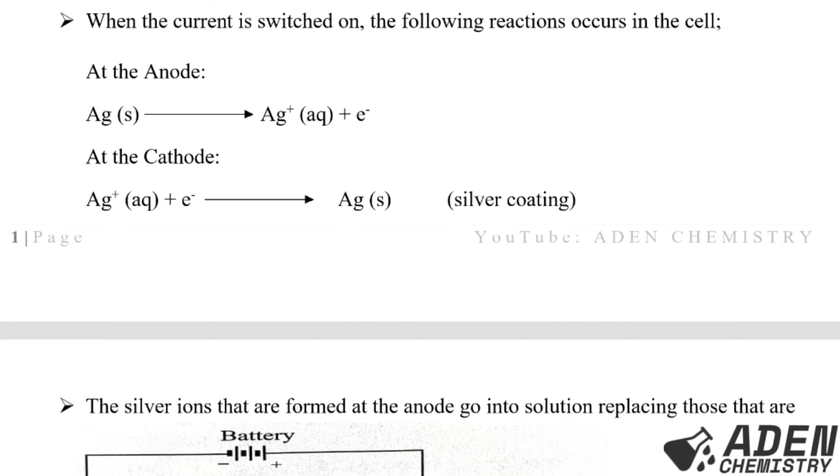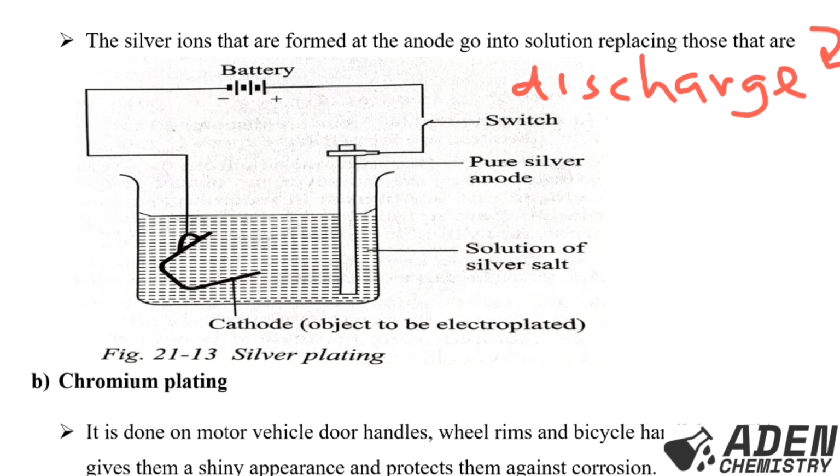For example, if our cutlery was maybe a cup, then that means we are coating the cup with silver. So it will have the silver coating. Next, the silver ions that are formed at the anode go into solution, replacing those that are discharged at the cathode.